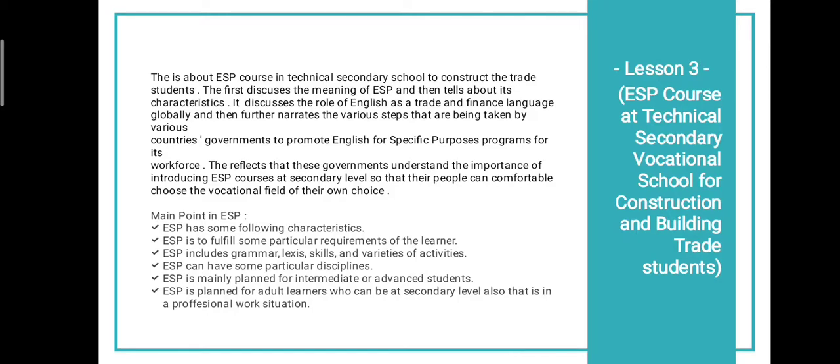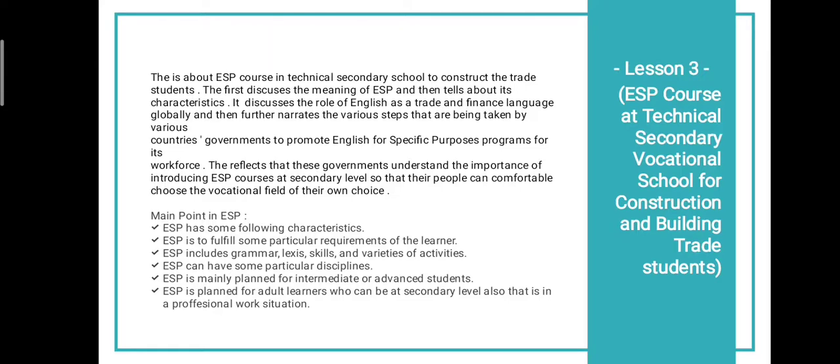This is about the ESP course in Technical Secondary School to instruct the trade students. The first part discusses the meaning of ESP and then tells about its characteristics. It discusses the role of English as a trade and finance language globally, and then further narrates the various steps that are being taken by various countries' governments to promote English for Specific Purposes programs for their workforce. This reflects that these governments understand the importance of introducing ESP courses at secondary level so that their people can comfortably choose the vocational field of their own choice.